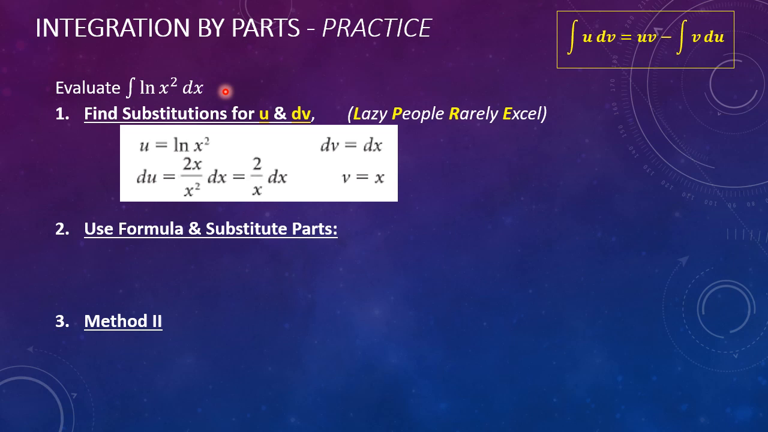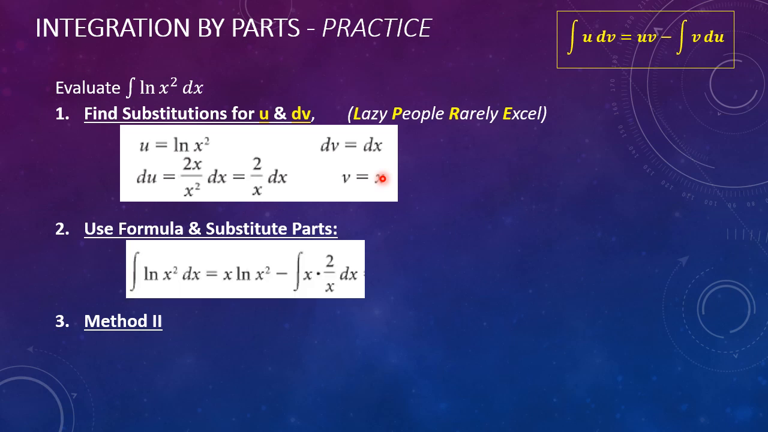So taking the derivative, we get 2x over x squared. This is a chain rule, right? The derivative of the natural log is 1 over the argument, 1 over x squared. And then, of course, we have to take the derivative of what's inside, which is, the derivative of x squared is 2x. So we get 2x over x squared dx, which simplifies to 2 over x dx. Taking the integral of dx, notice this is the integral of 1 dx, and the integral of any constant is that constant times the variable x, or the variable we're integrating with respect to.